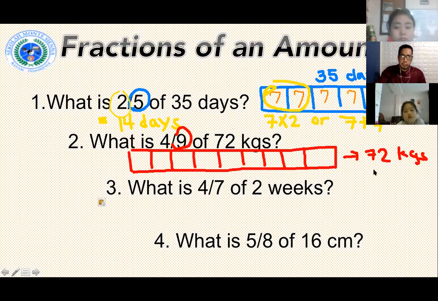So what you do is 72 divided by 9. What is 72 divided by 9? 8. It means for every box, we have 8. So teacher first will write 8 in each box.